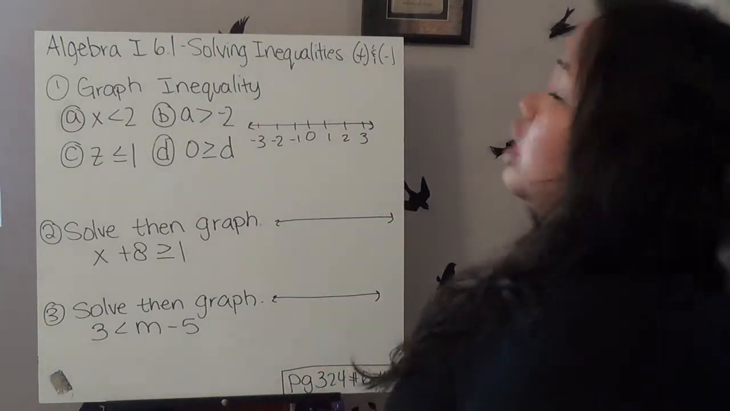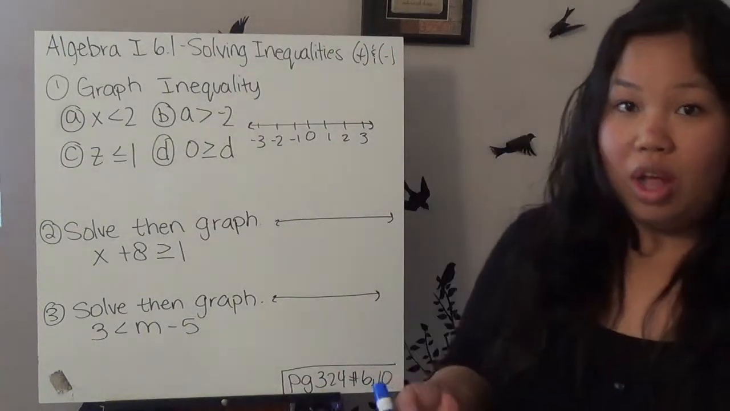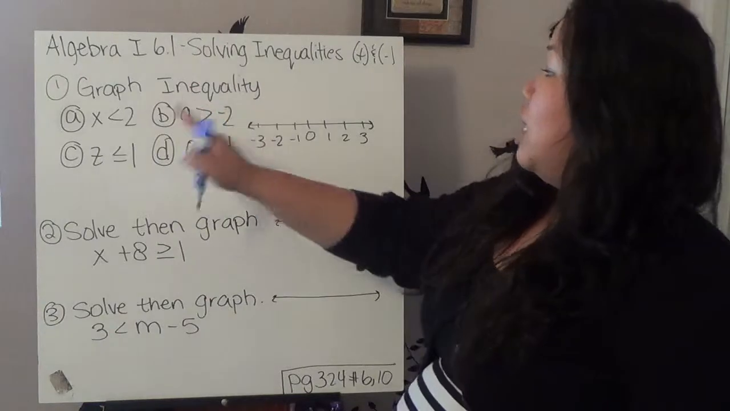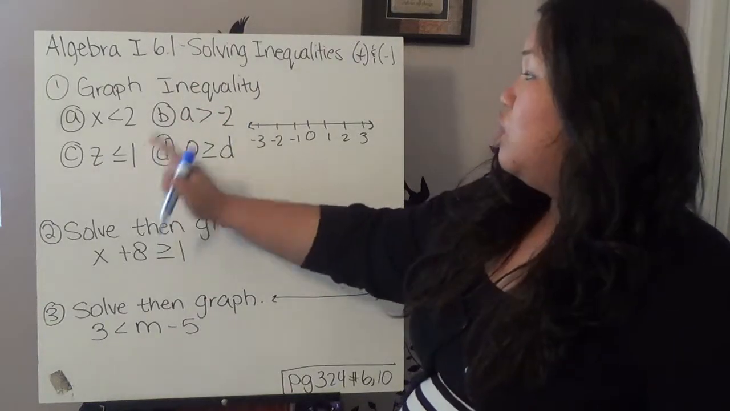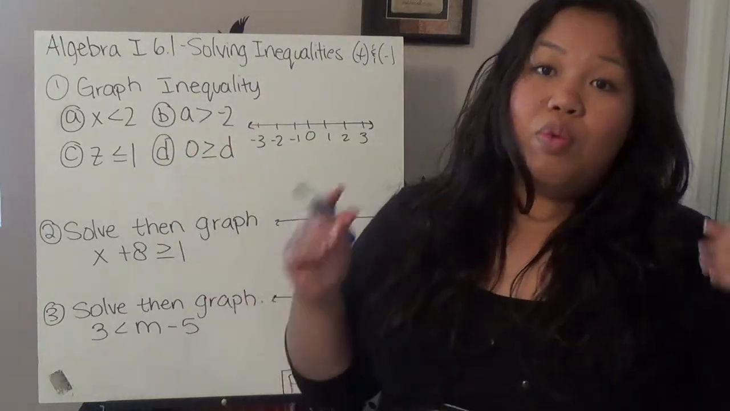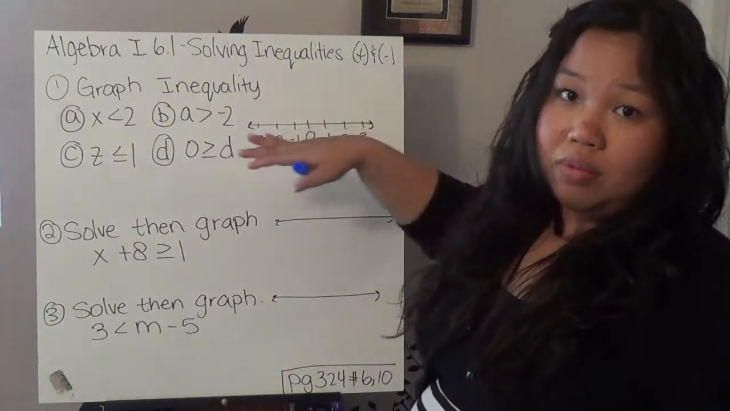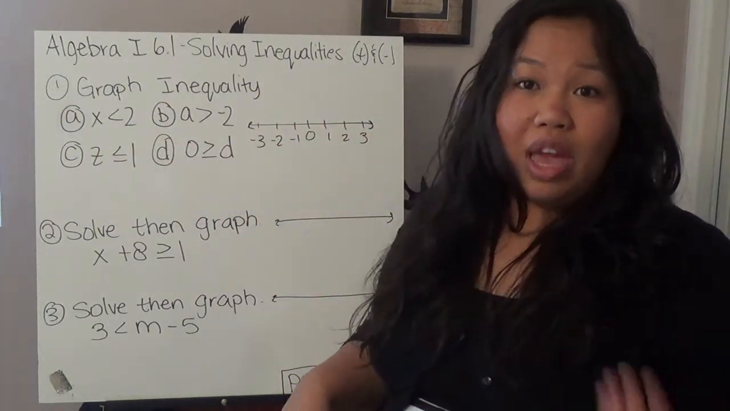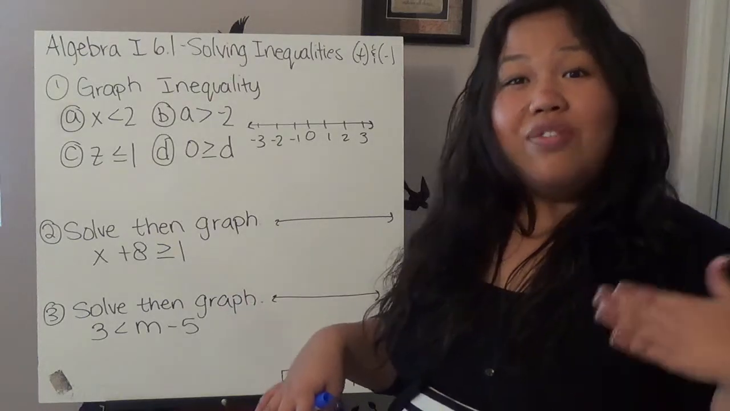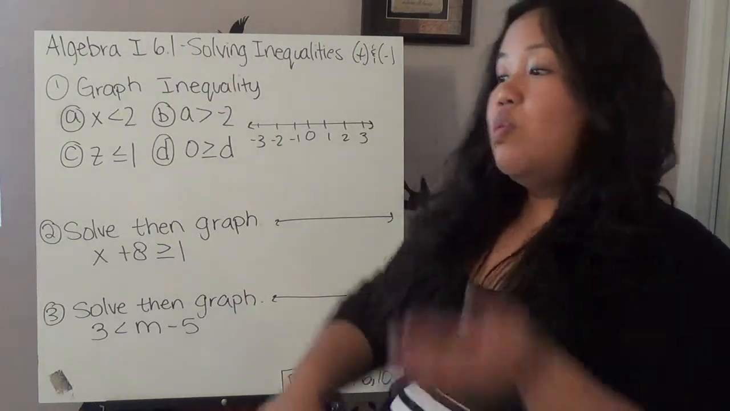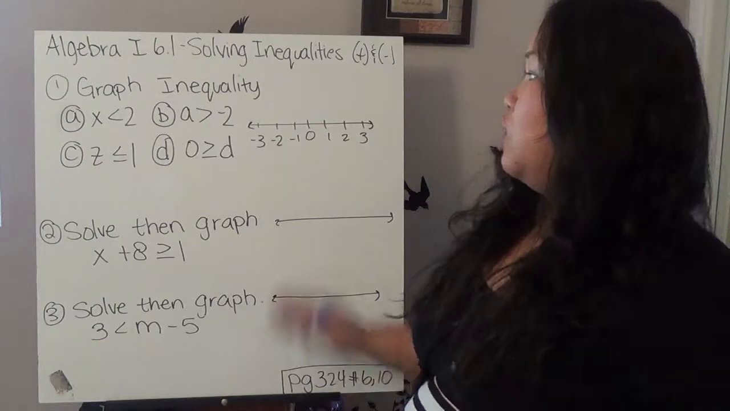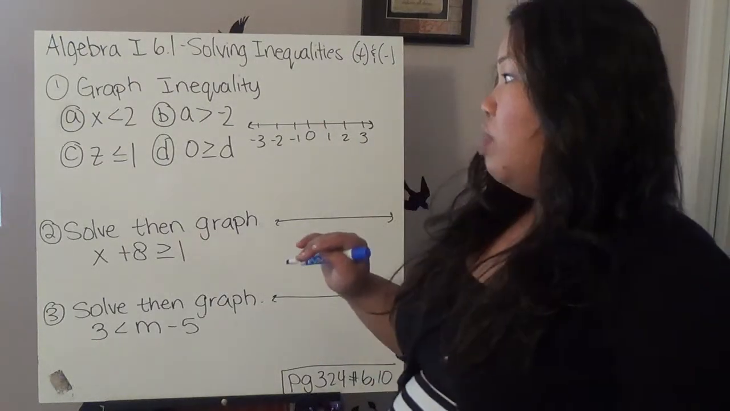Algebra 1, section 6.1, we're dealing with solving inequalities. So inequalities is still less than or greater than, less than or equal to, greater than or equal to. And when we're graphing it and there's only one variable, we graph on a number line. Remember, when we only have x, we graph on a number line. If it's x and y, then we have the coordinate plane. So in this case, we're just dealing with number lines.